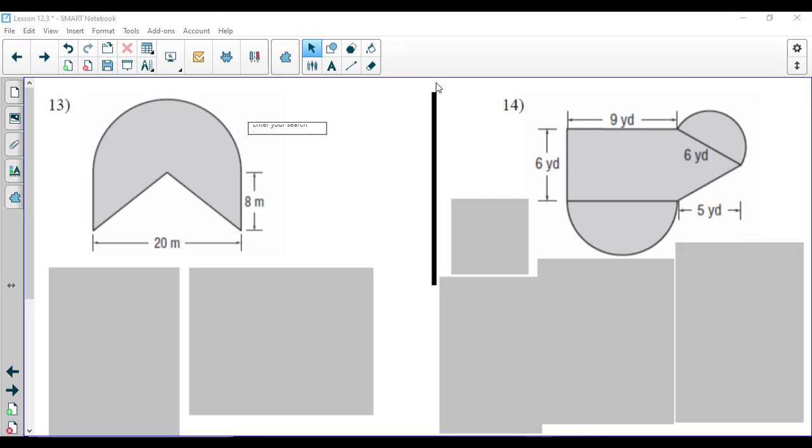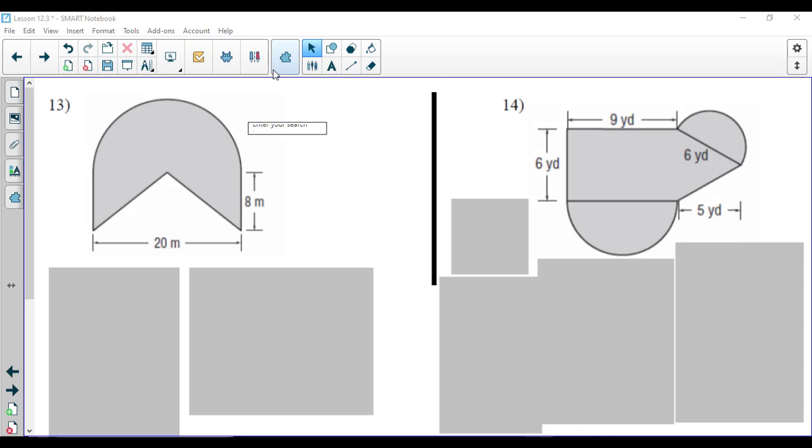Continuing with numbers 13 and 14. Now, if we were doing these in class, I would definitely have you try some of these questions on your own. We're going through these questions together in the video. You can certainly try some of the questions on your own. Pause the video, try it, and then check your answers using the video recording of these solutions.